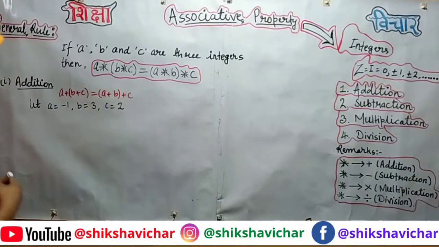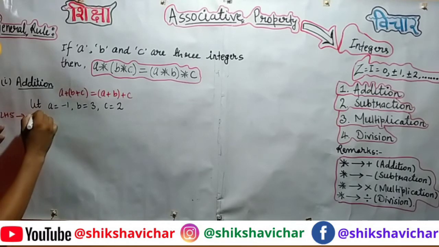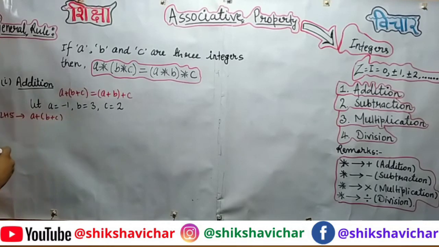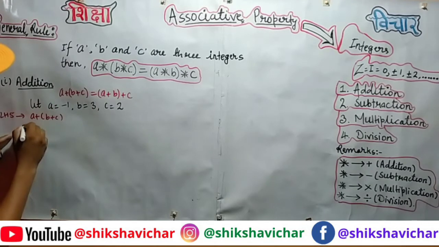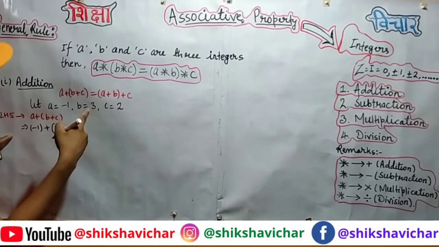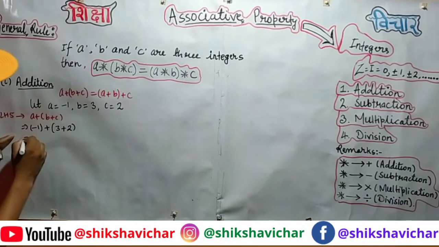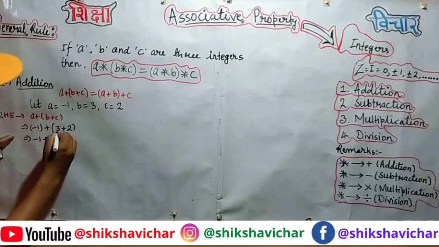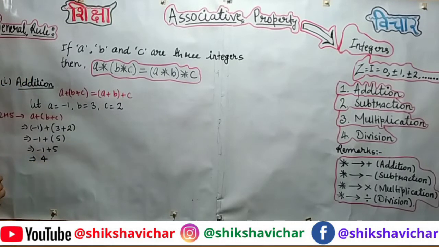First of all, we will check the left hand side, LHS. That is A plus B plus C inside bracket. Then we will put the values of A, B and C. Minus 1 is the value of A, plus B, the value of B is 3, plus C, the value of C is 2. We will solve it. 3 plus 2 gives 5, and then minus 1 plus 5 gives plus 4. That means the left hand side of our result became 4.